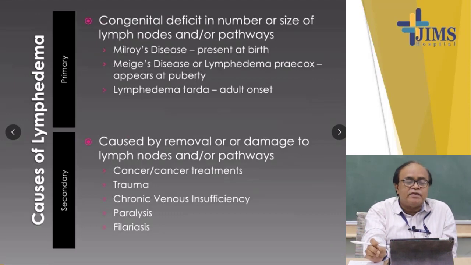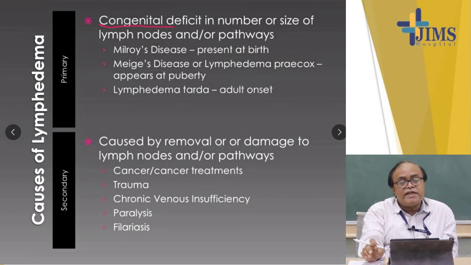Causes of lymphedema. What are the causes? There may be primary or secondary. Primary causes: a congenital deficit in the number and size of lymph nodes or their pathway. This is a congenital abnormality of the lymphatic system, and the whole or part of the lymphatic system may not develop or may be hypodeveloped, and according to its deficiency it may present at birth.